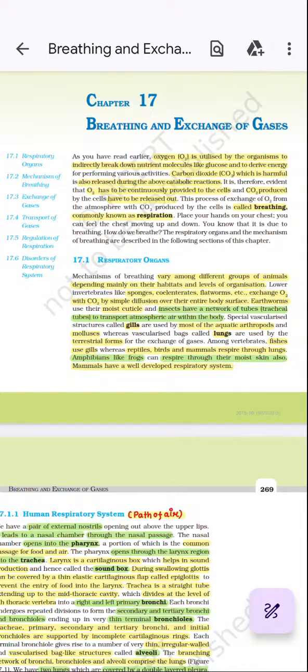A special vascularized structure called gills is used by most of the aquatic arthropoda and mollusca, whereas vascularized bags called lungs are used by the terrestrial forms for the exchange of gases. Among vertebrates, fish use gills, whereas reptiles, birds, and mammals respire through lungs. Amphibians like frogs can respire through their moist skin.